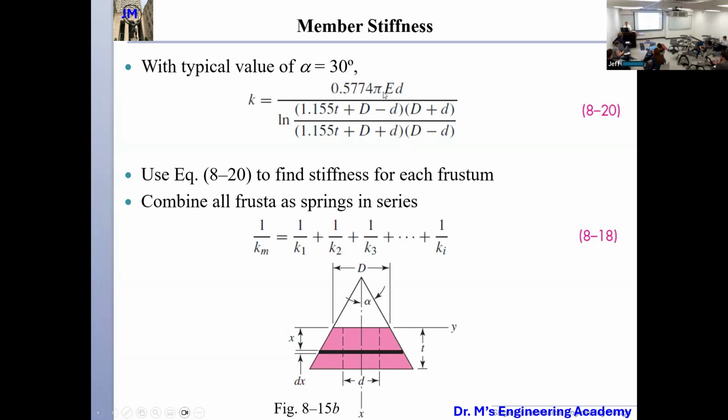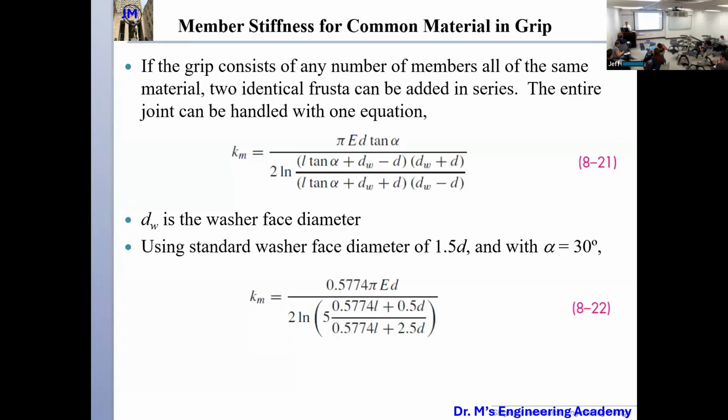However, if it's two plates and they are made of different materials, that means they have different Young's modulus, and that's another story. And how to do that? I'm going to show you guys.